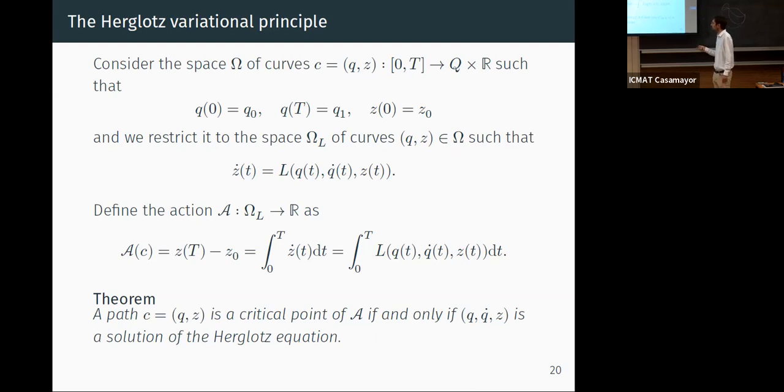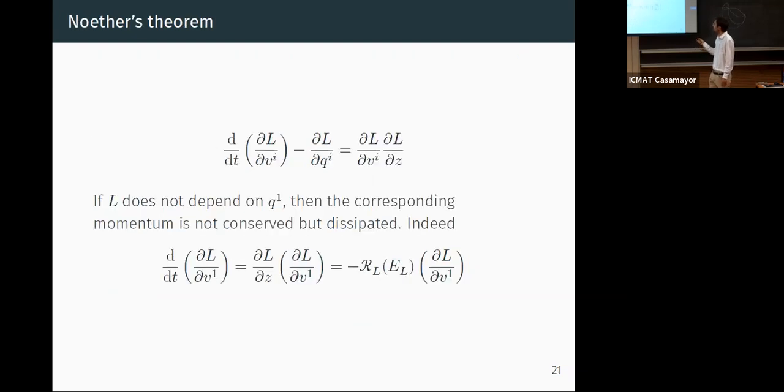Now we have the following theorem that you can prove by doing a little bit of variational calculus. A path is a critical point of this action if and only if it is a solution to the Herglotz equations, which are these equations over here.